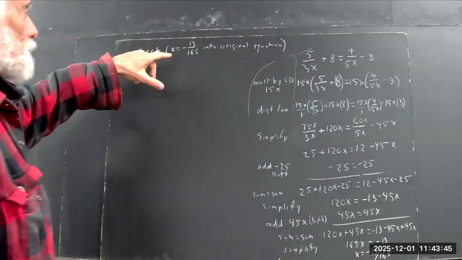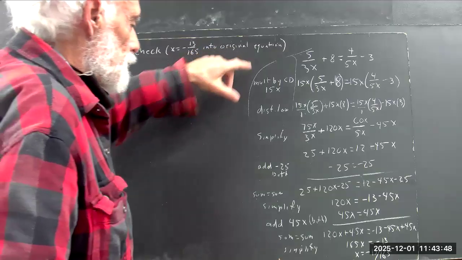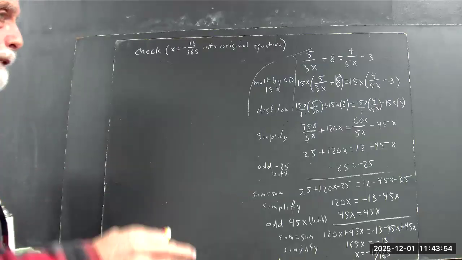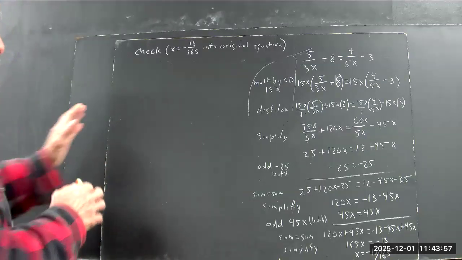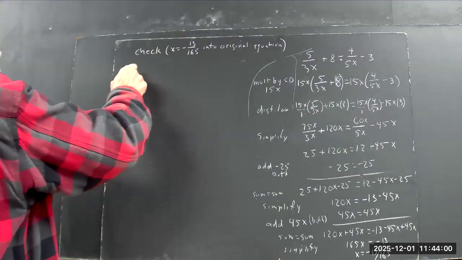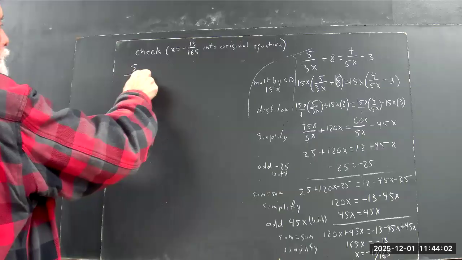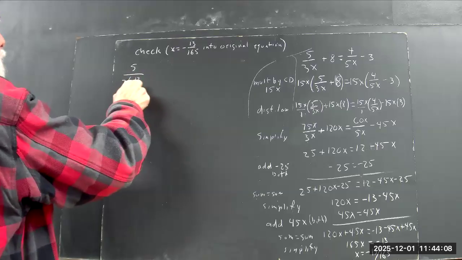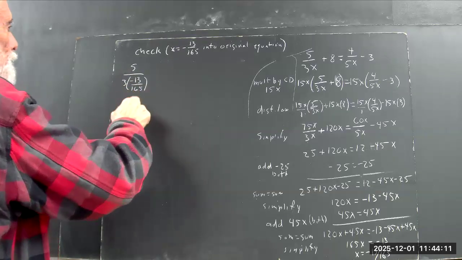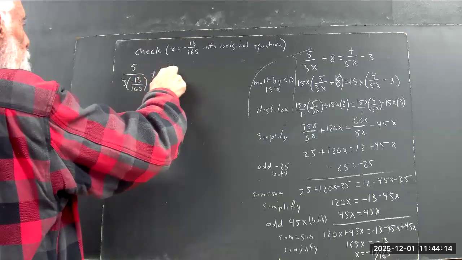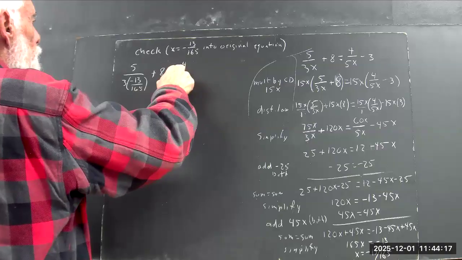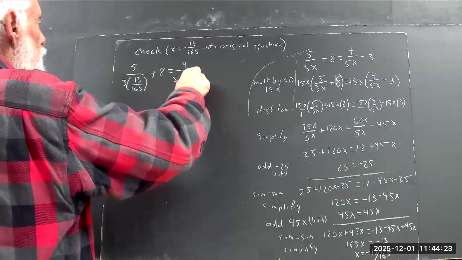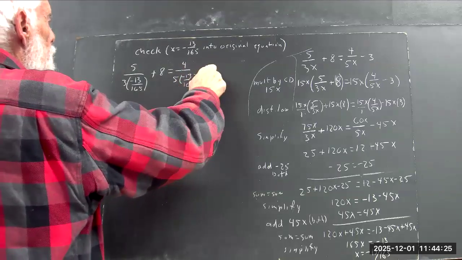which we do by substituting x equals negative 13 over 165 into the original equation. And this, again, gets a little complicated. We want to go step by step, keep it as simple as possible. So we have 5 divided by 3 times negative 13 over 165 plus 8 equals 4 over 5 times negative 13 over 165 minus 3.